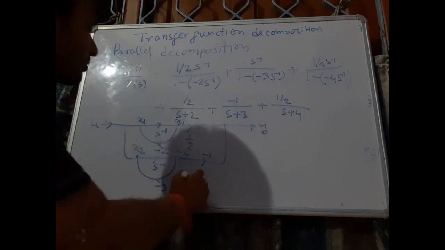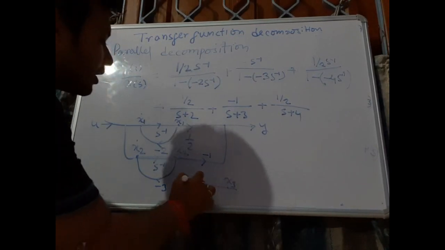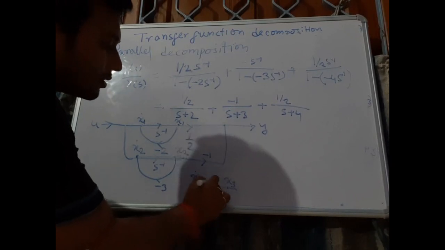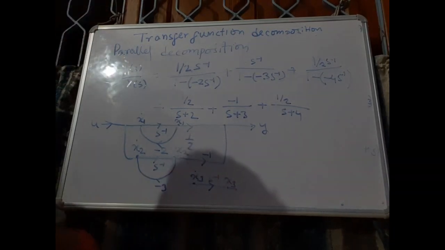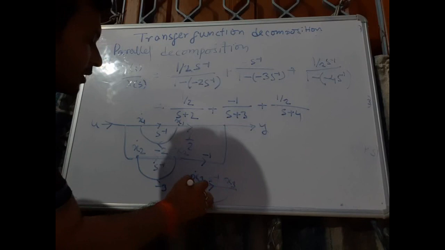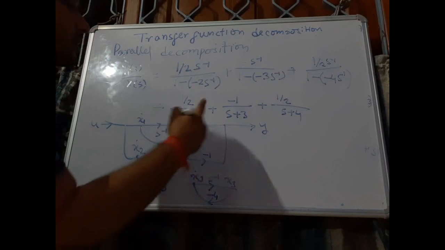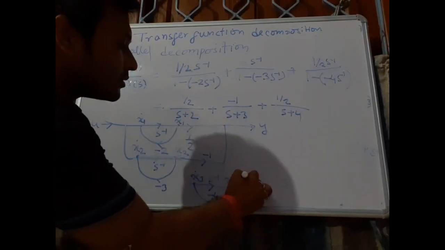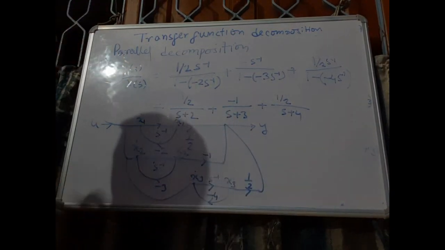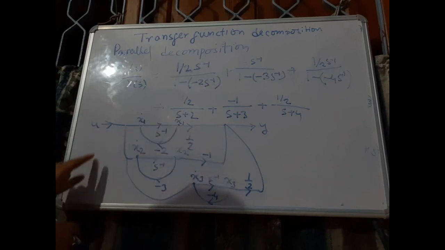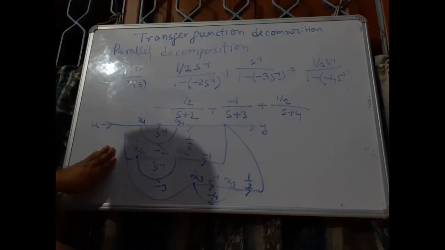And for the last part we have another parallel path, say this is x3 and this is x3 dot, and this is multiplied by S inverse, and we have a feedback of minus 4, and this is multiplied by half. Okay, and we have to add these things, and also here. So this is the parallel decomposition technique for signal flow diagram.